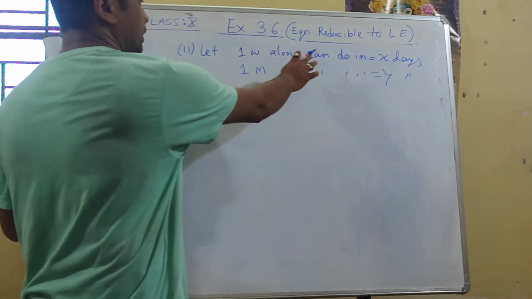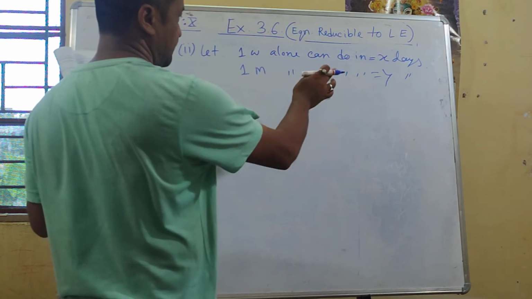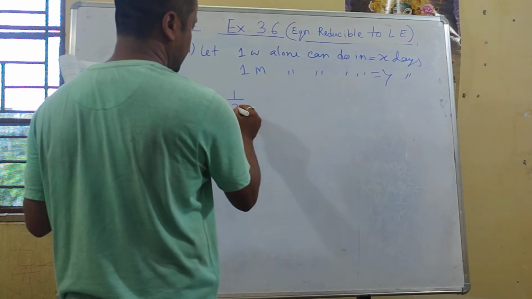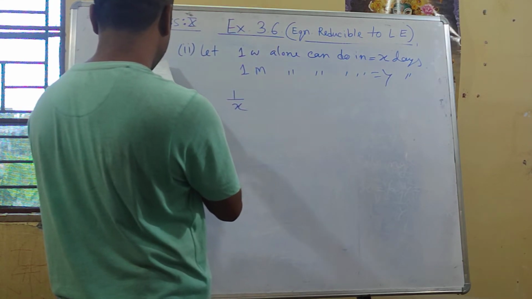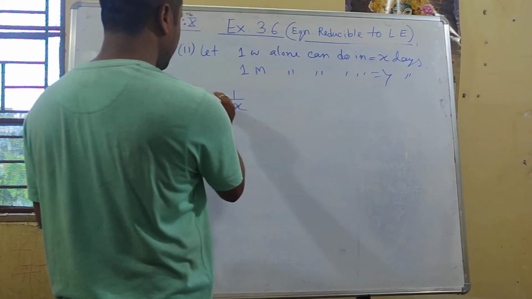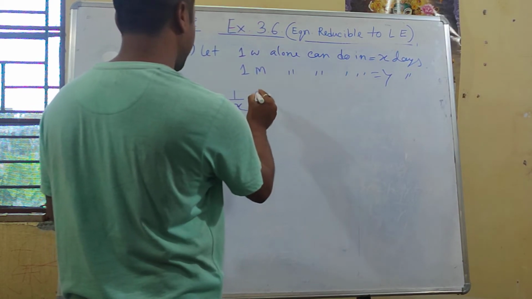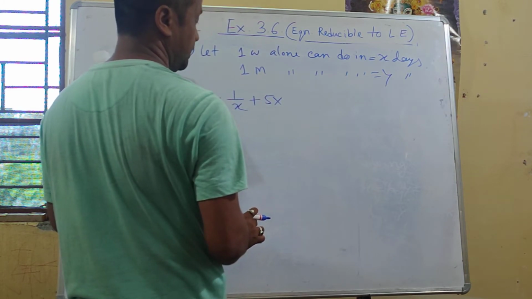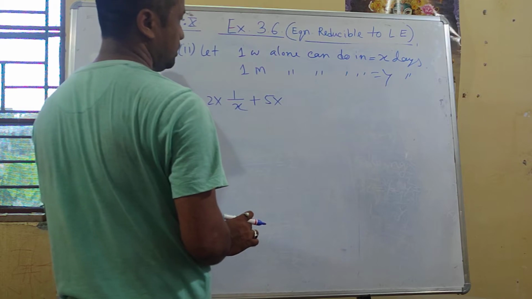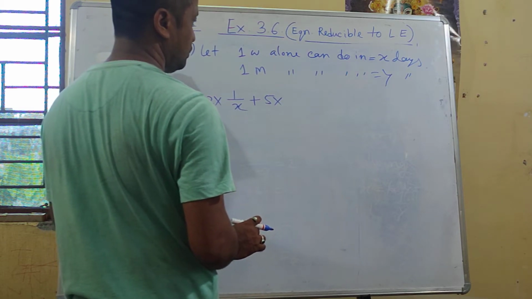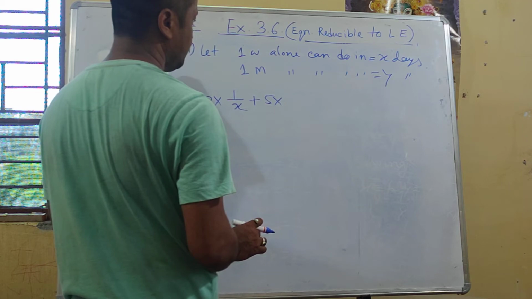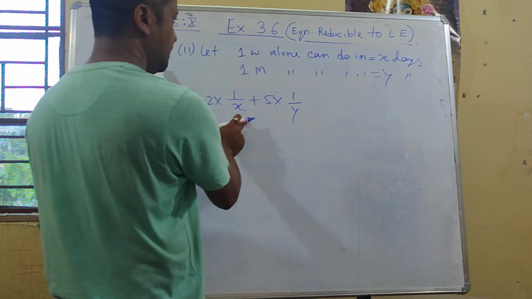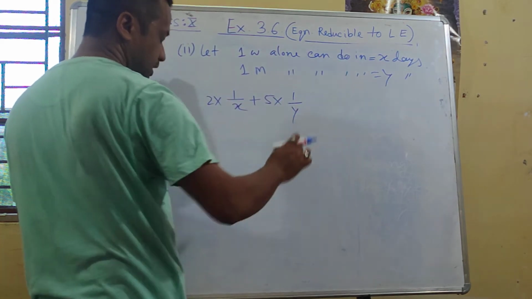Let one woman alone do the work in X days. So in X days she can do one work, so 1 day's work will be 1 by X. Here, 2 women, so 2 into 1 by X, plus 5 men. One man alone can do the work in Y days, so in 1 day his part of work is 1 by Y. There are 5 men, so 5 into 1 by Y. So 2 into 1 by X plus 5 into 1 by Y is the 1 day's work.